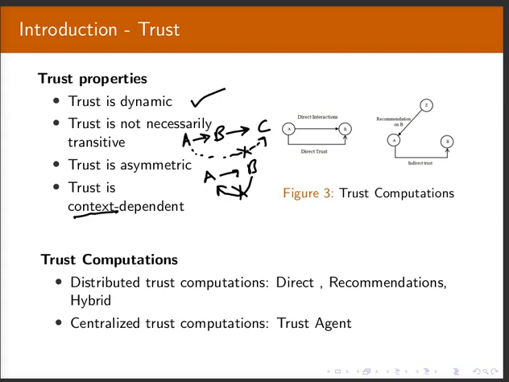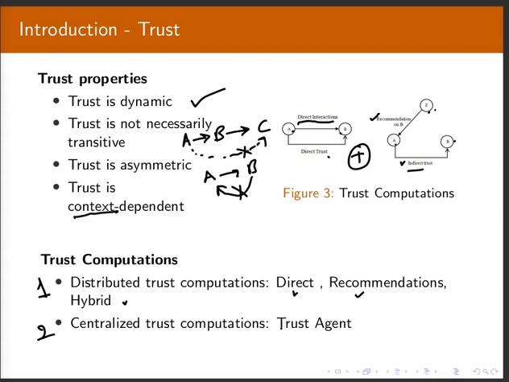There are two types of trust computations. One is distributed trust computation, and the other is centralized trust computation. In distributed trust computation, there are three mechanisms: direct, recommendations, and hybrid. Direct trust is computed based on direct interaction. A and B have direct interaction, and based on that, direct trust is computed. Indirect trust is computed based on recommendations. Here Z has a trust value on B, and that value is recommended to A. From these recommendations, A computes the indirect trust. In hybrid trust, direct trust and indirect trust are fused with each other, and the final trust is called the hybrid trust computation.